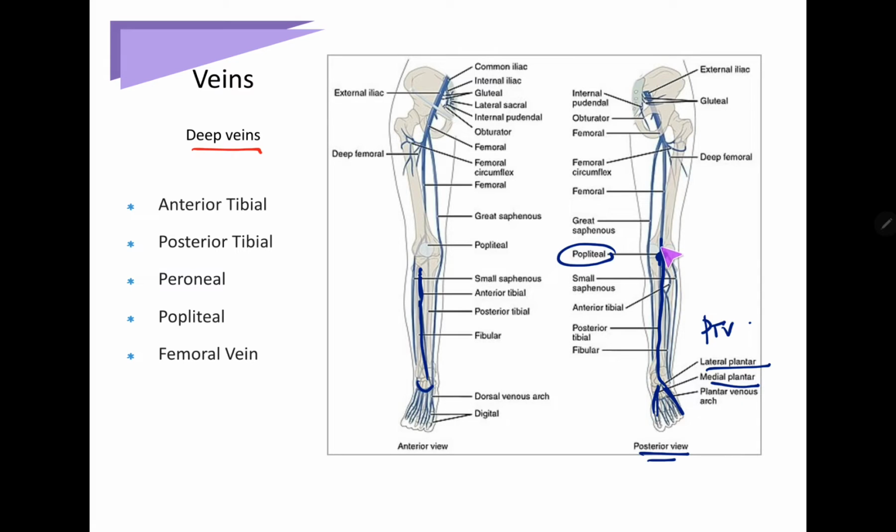Now the popliteal vein ascends upwards and after piercing the deep fascia passes into the anterior aspect of the thigh. Okay, here onwards in the Hunter's canal it will be renamed as the femoral vein. It again ascends upwards and passes deep to the inguinal ligament. Till here this is called the femoral vein.